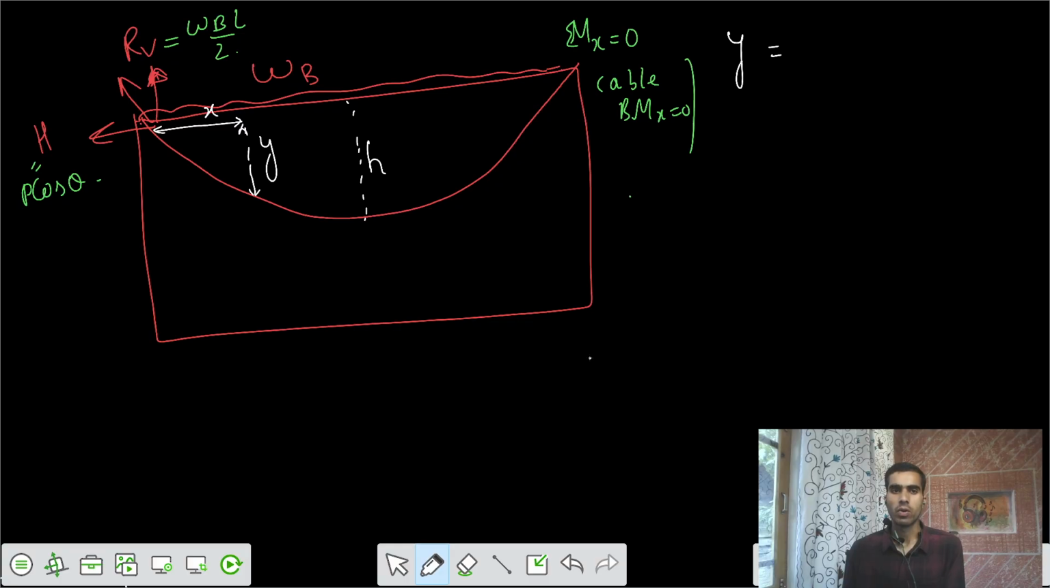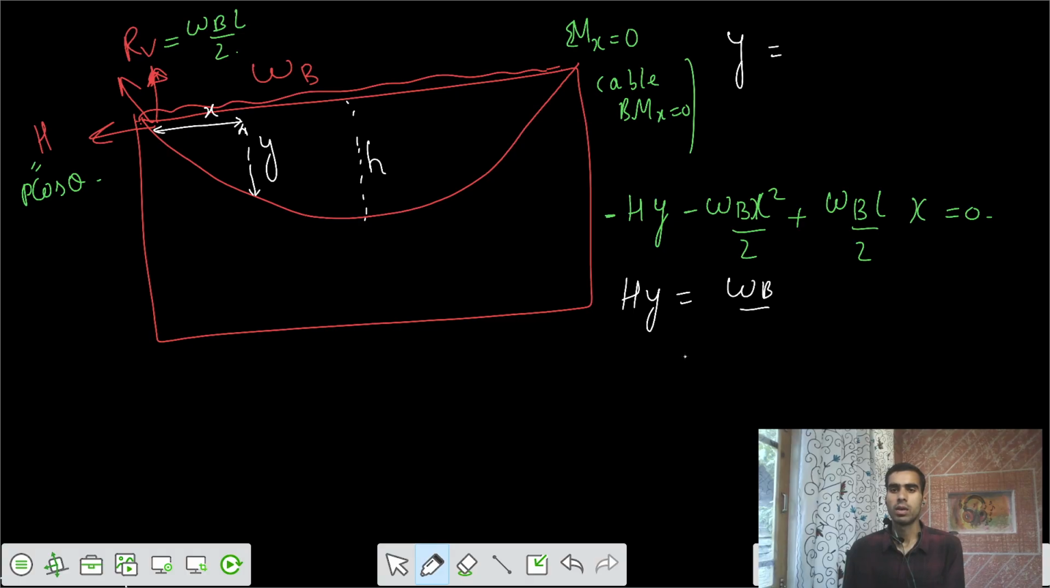I would say your horizontal into some value of Y, that's negative about the section X, anti-clockwise, and we have also anti-clockwise because of the UDL WB X square by 2, and we have positive reaction V, WB L by 2, times X, equal to 0. If I substitute that, let's have it this way: HY equals WB by 2 times (LX minus X square).